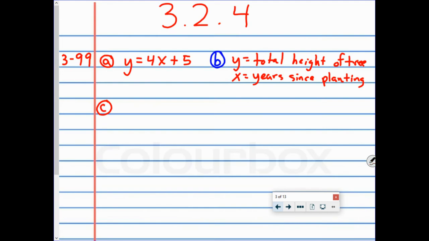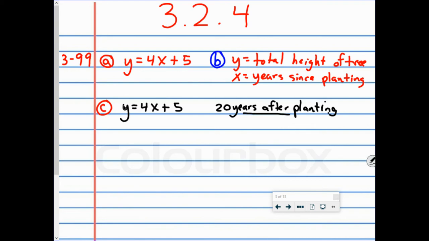When you do this, write out the rule again. Y equals 4x plus 5, and we're wanting to find 20 years after planting. Write this down. Write everything down that you see here. Now, if I'm going too fast, you're always welcome to pause and copy this down and then go from there. Okay, unpause when you're ready.